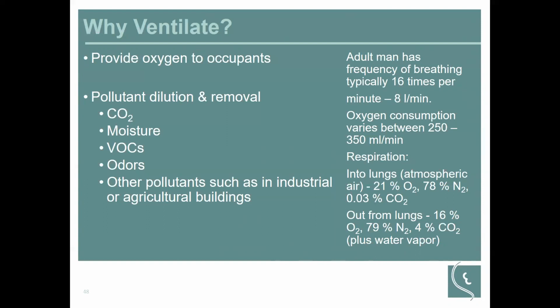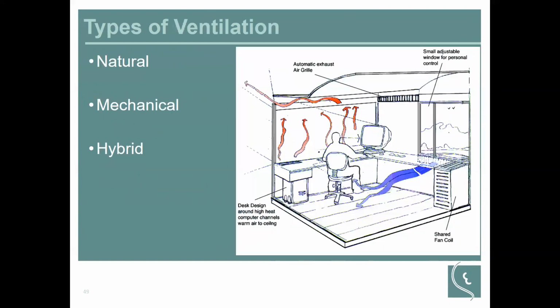The VOCs, well, we've got carpet glues, we've got cabinets, we've got paints, all kinds of things that are releasing volatile organic compounds, and we're trying to dilute and remove those also. Then there's odors from cooking or whatever else in a building. And depending on what kind of facility it is, if it's an industrial or agricultural building, we may have all other kinds of pollutants that we're trying to get rid of too. So there's a lot of reasons why we're ventilating buildings.